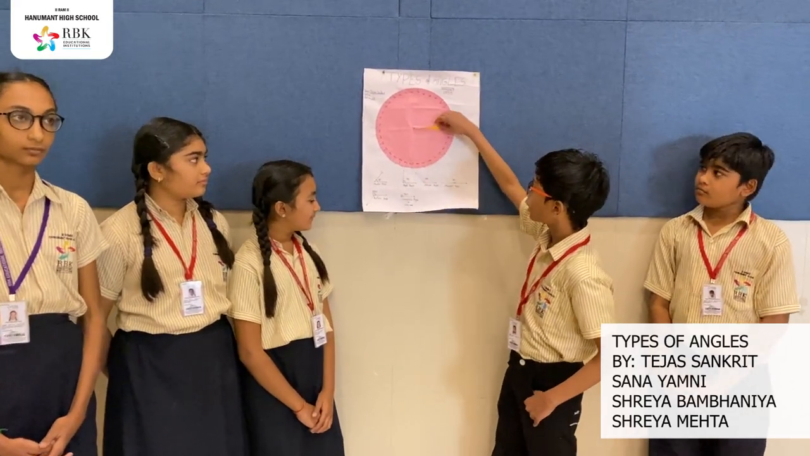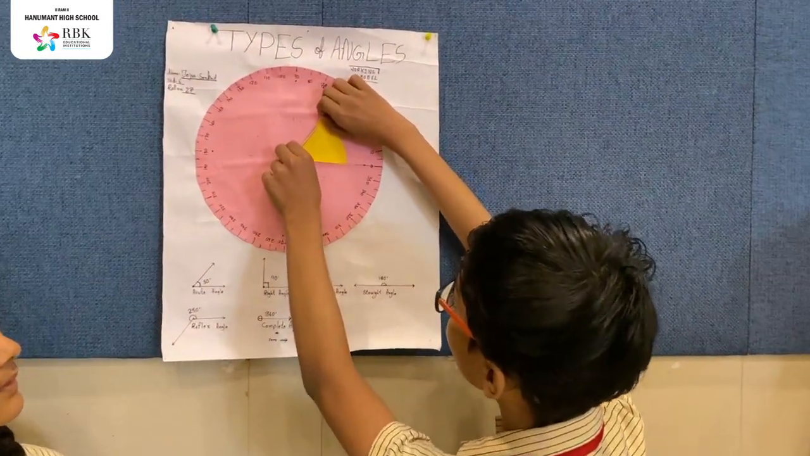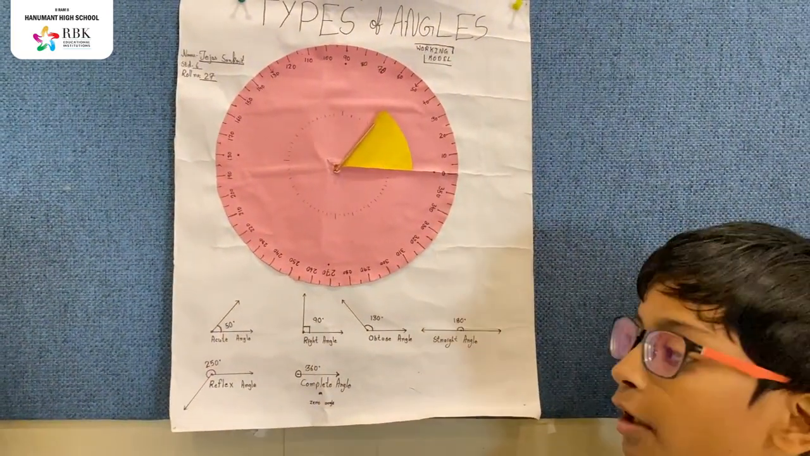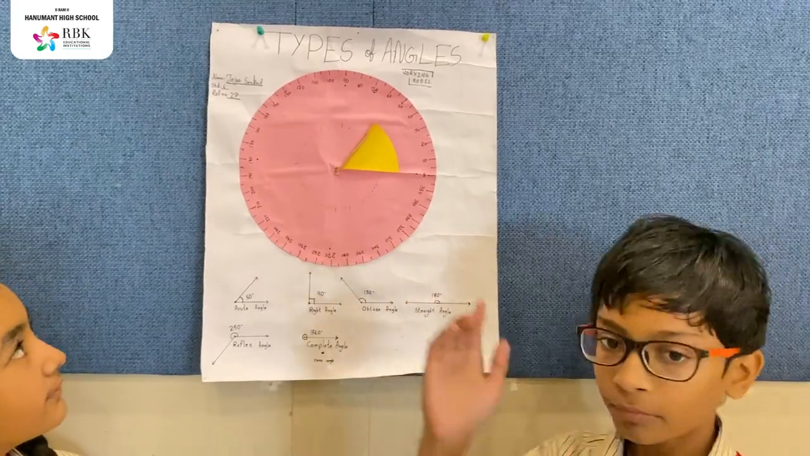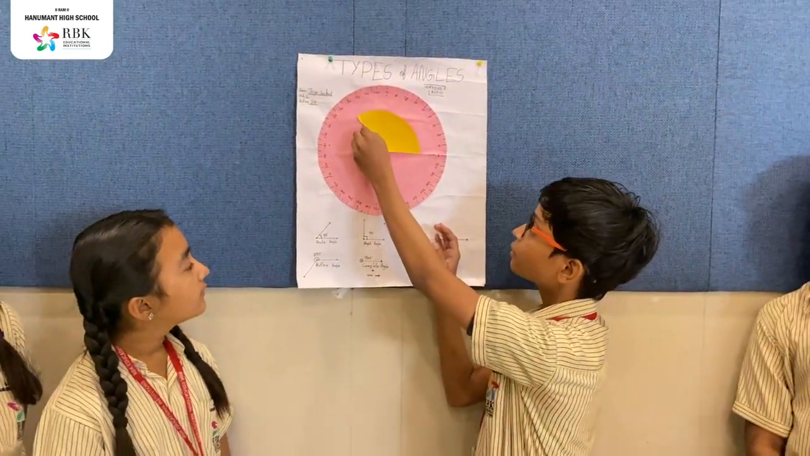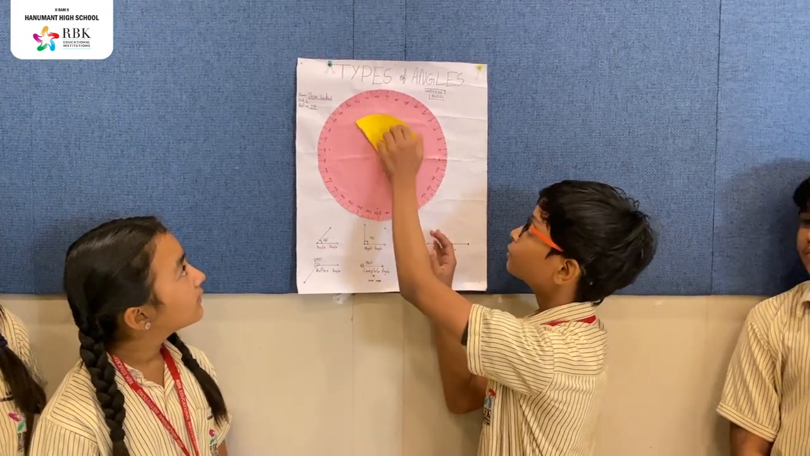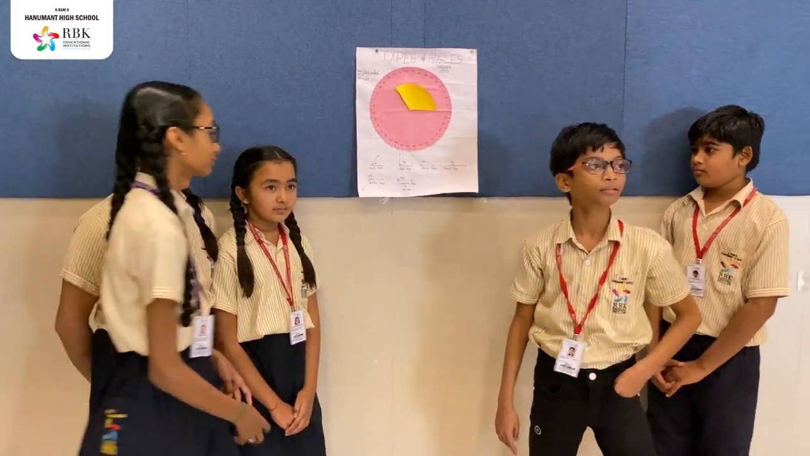So I will show the acute angle, it is 50 degrees. And the obtuse angle, it is 130 degrees, or any angle from 90 degrees to 180 degrees. For example, it is 130 degrees. Now my friends, we'll explain about the right angle.